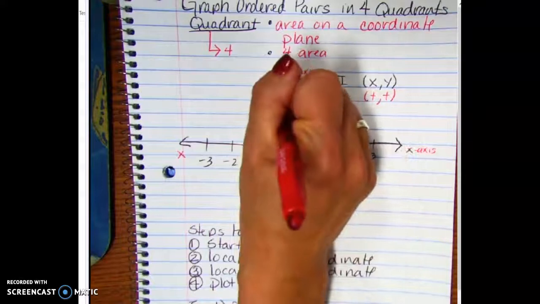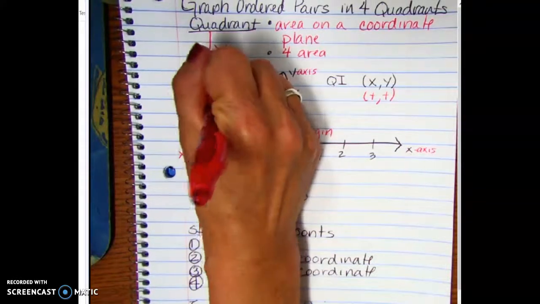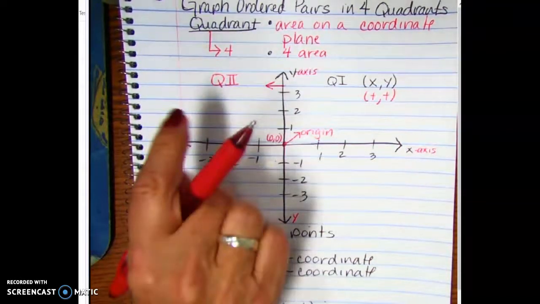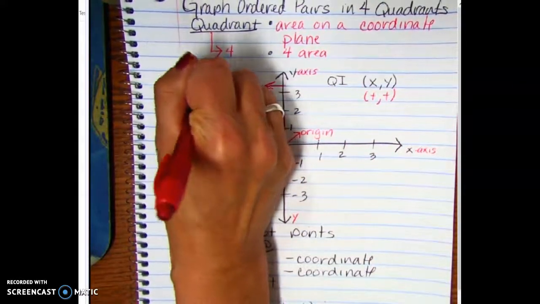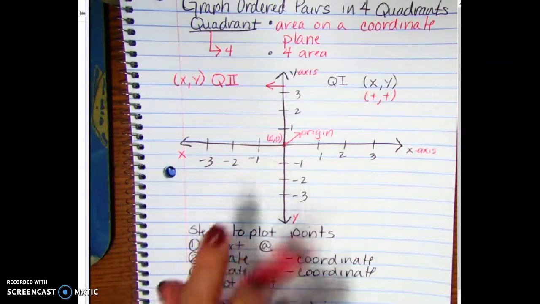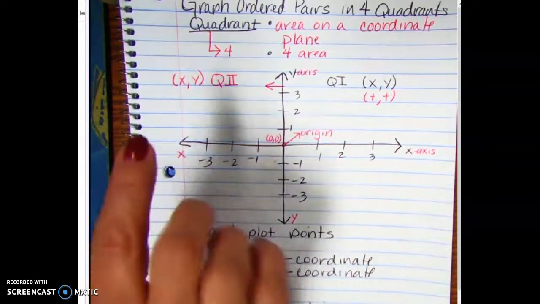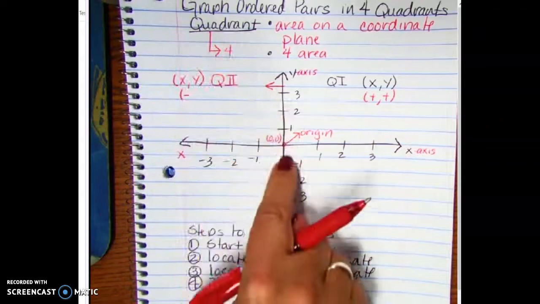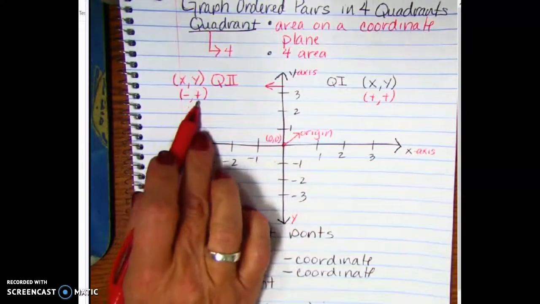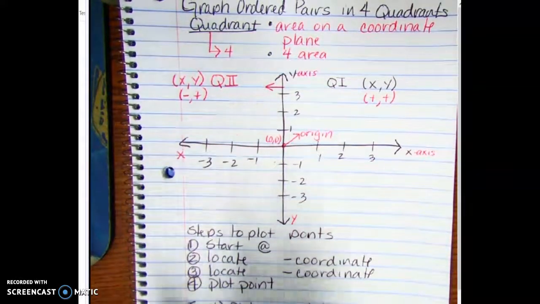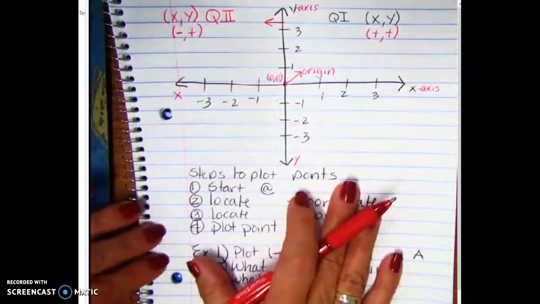So actually, quadrant 2 goes counterclockwise. So quadrant 2, and we use Roman numerals, is this quadrant here. Again, we have x first, then y. So let's look at whether they're positive or negative. Well, on my x, which I always do first, to the left of 0 is negatives. So we're going to always have a negative, and y is always positive. So we're always going to have a negative and a positive for our ordered pair.